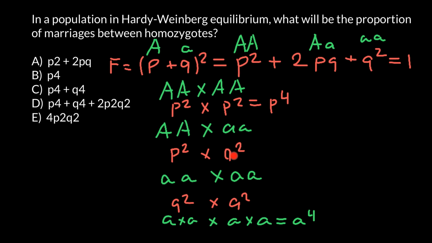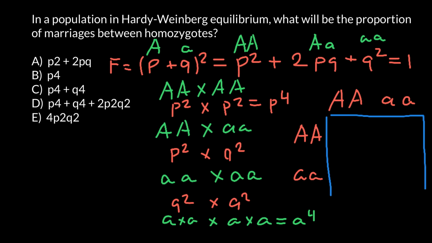As for the variant when we have p squared multiplied by q squared, I have to draw a simple Punnett square. We can say that in this population we have the following variants. We have homozygous dominant genotype and homozygous recessive genotype, and on the other side we put the same genotypes too. If we build a simple Punnett square, we can find what frequencies we are going to have and what combinations.